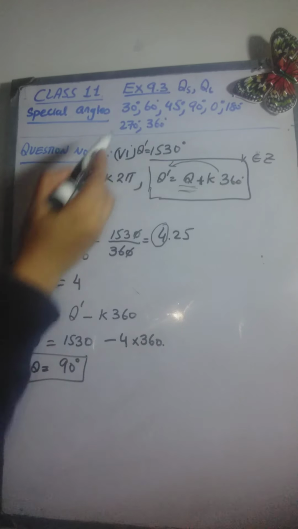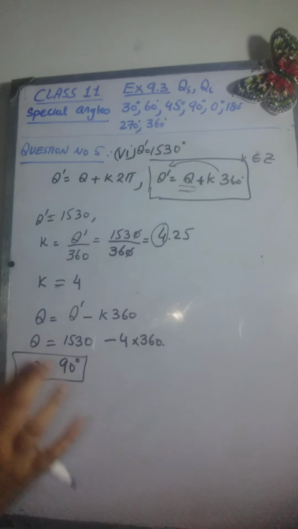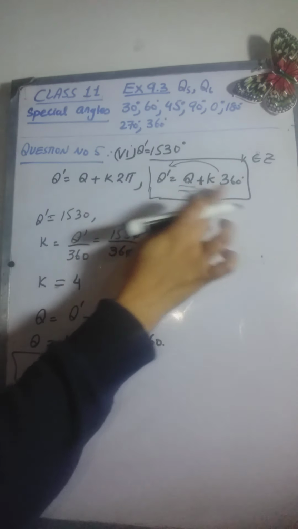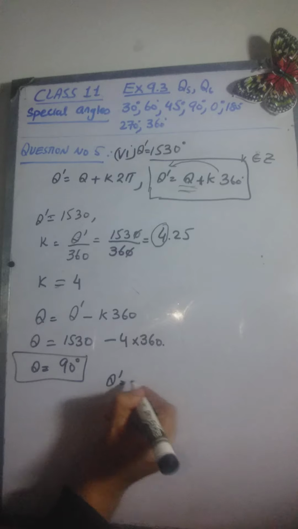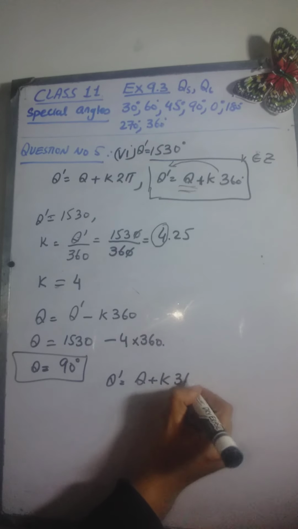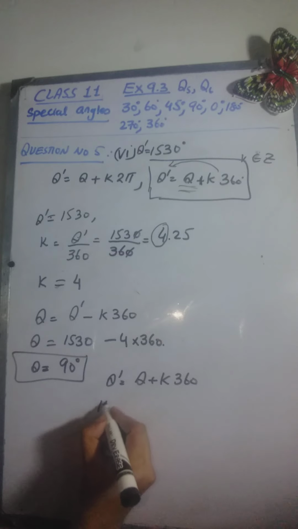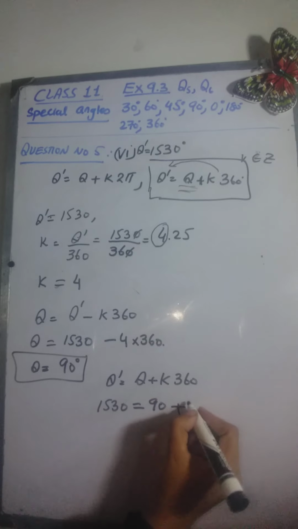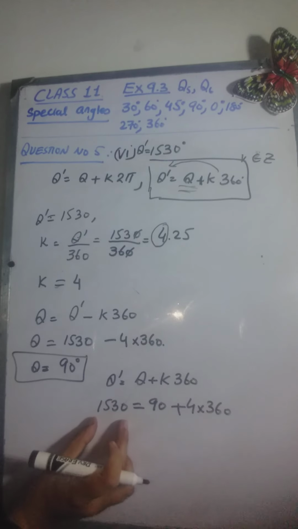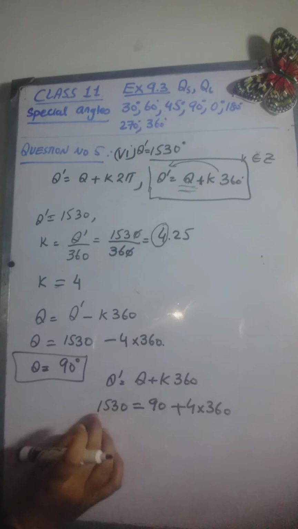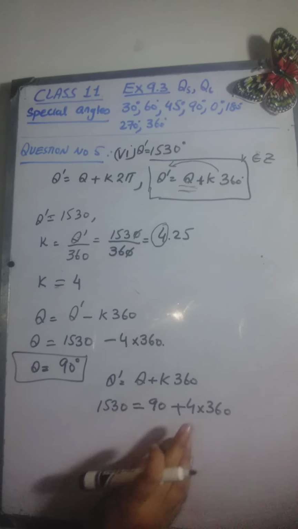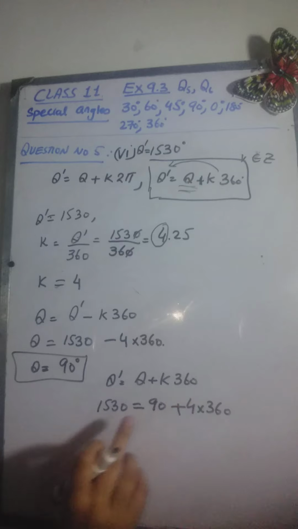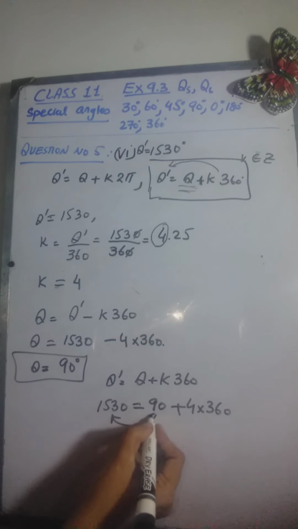So we have obtained an angle which belongs to this group. We know the sines and cosines of 90. So now filling this expression, theta dash is equal to theta plus k times 360. Theta dash is 1530, theta is 90 now, plus k is 4. So we have been successful in writing 1530 as a special angle plus some multiple of 360. So it means that 90 and this angle, both of these are coterminal.